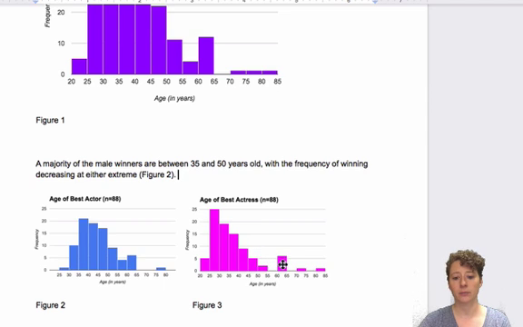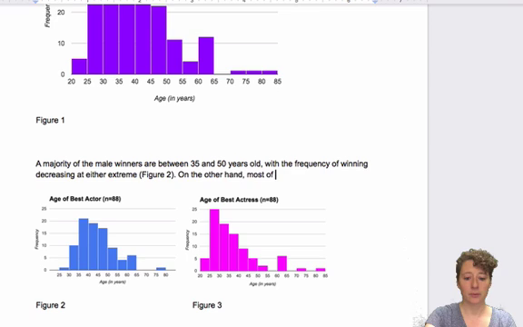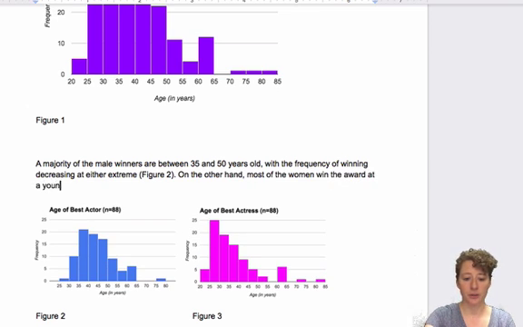There's this little peak from 60 to 65. And then we can see some of our outliers over here as well. So let's contrast that with what we've seen in the males. So use language like on the other hand, most of the women win the award at a young age. We say 25 to 30 years old.